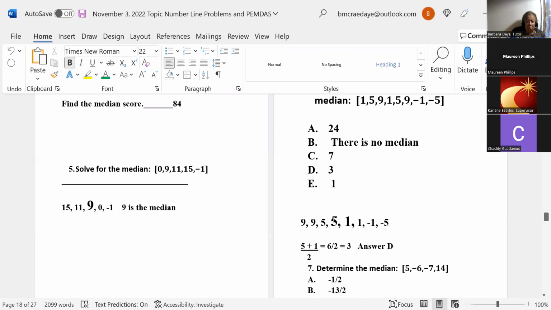So for median, 1 number sits right in the middle if it's an odd number of items in the data set. If it's an even number, 2 numbers sit in the middle and you average those 2 numbers. In other words, add those 2 numbers and divide by 2.